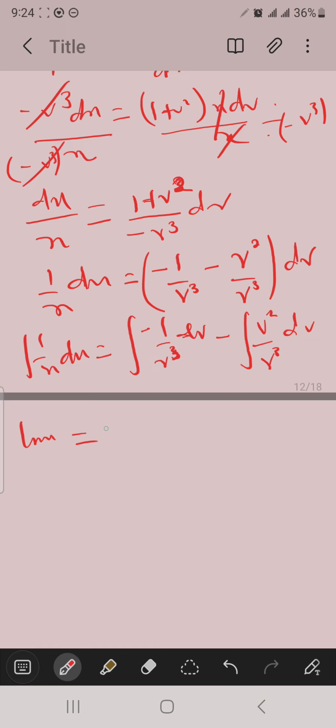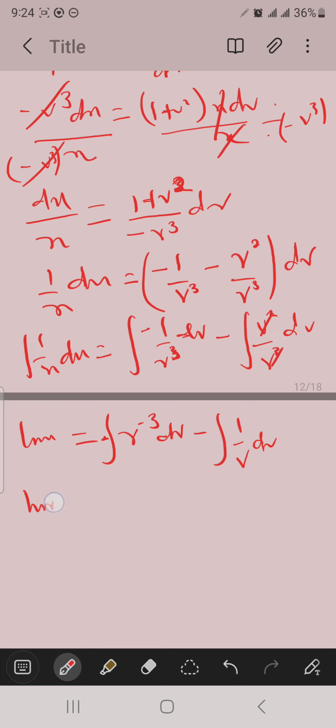This one will be the integral of, let me put the minus outside, minus the integral of v raised to minus 3 dv. That's what it means, minus. This one cancels this. It will be the integral of 1 over v dv. I hope you understand this.